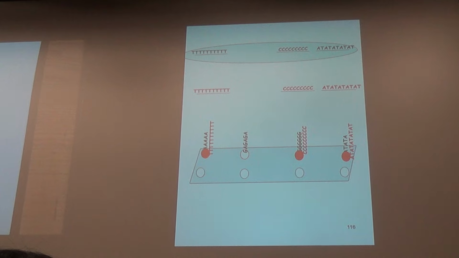Why have you written T instead of U? Because it's cDNA. Remember, you take a messenger RNA, you're going to make a copy of it with reverse transcriptase. You're converting the copy of the RNA into DNA, right?